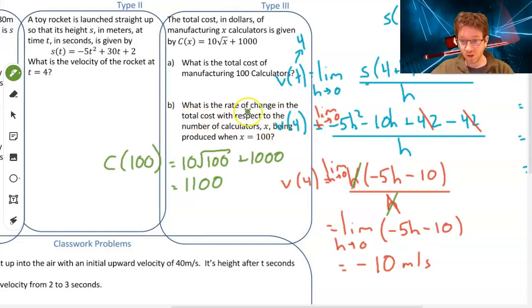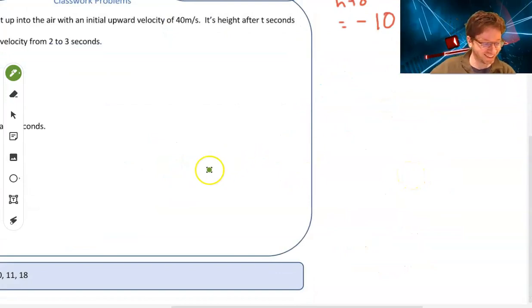Part B says, what is the rate of change in the total cost with respect to the number of calculators x being produced when x equals 100? So at this point, we want to know how is that cost changing? How much per calculator is it costing to make once we've made 100 calculators? Exactly. So to do that, we're going to need a limit.